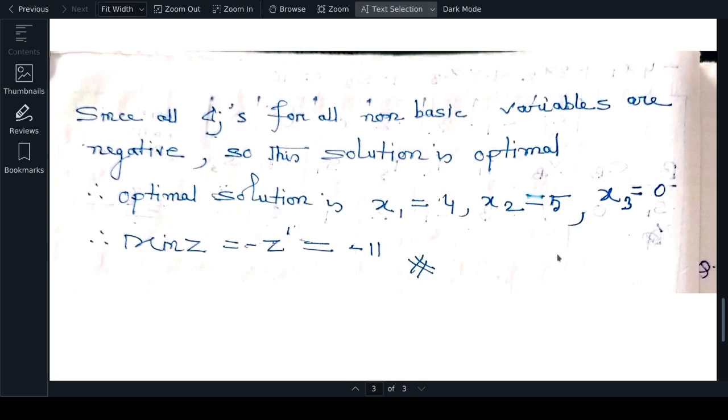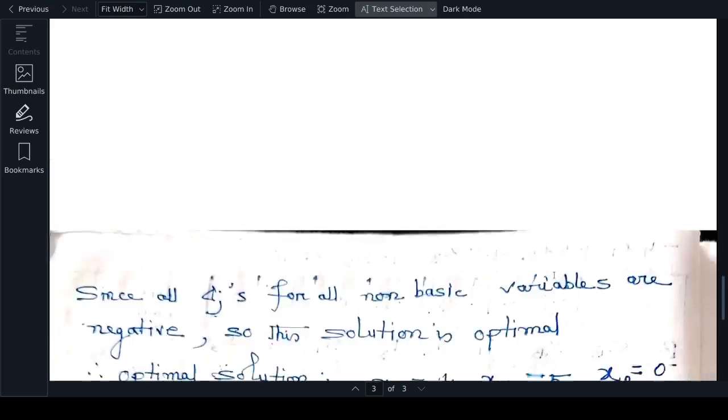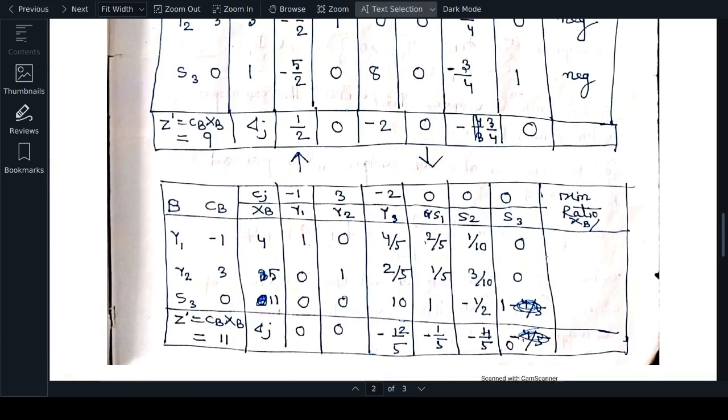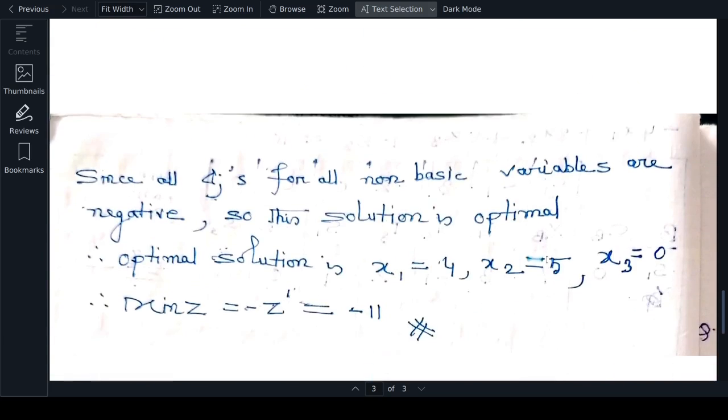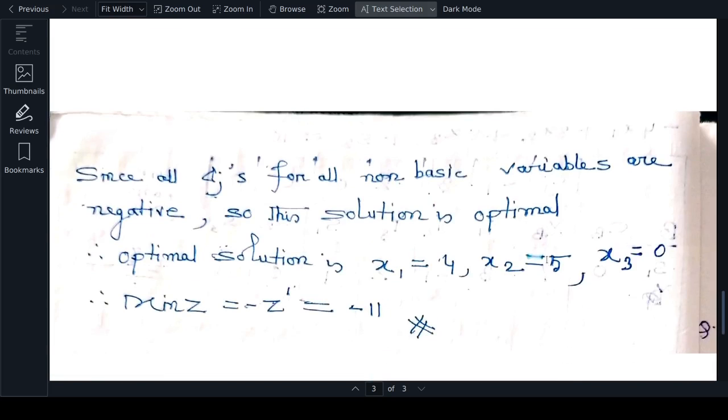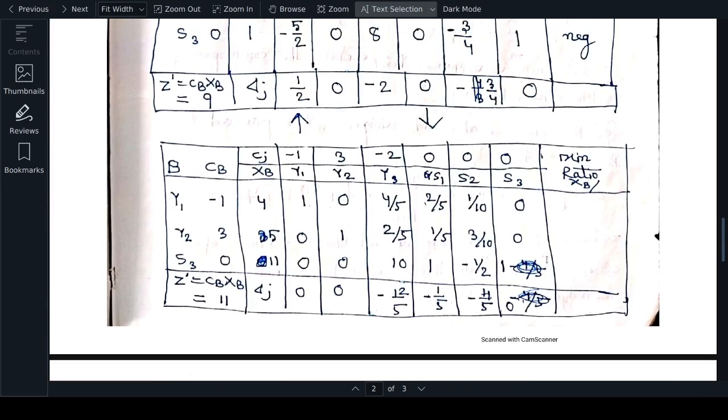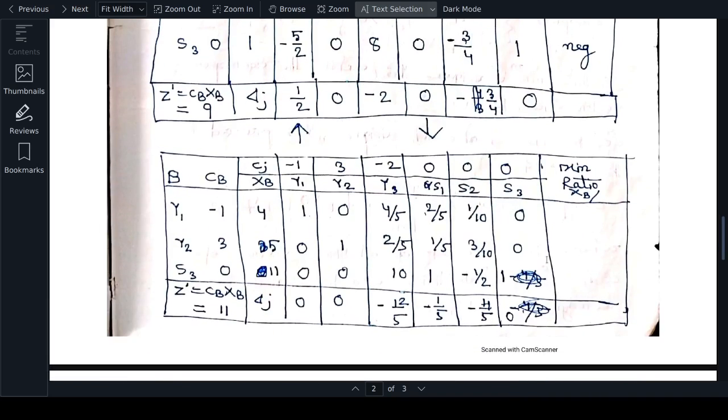So you see, here the optimal solution is y1. So y1 represents the variable x1. So x1 equals 4. So x2 equals 5. And what is the value of x3?